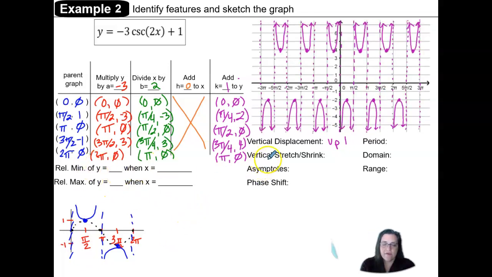Here we have a vertical stretch of 3. The negative is a reflection, so we don't include the negative when we're talking about vertical stretch. The asymptotes are located at plus or minus k times pi over 2, where k is an element of the integers. A phase shift, since the h was a 0, there is none.